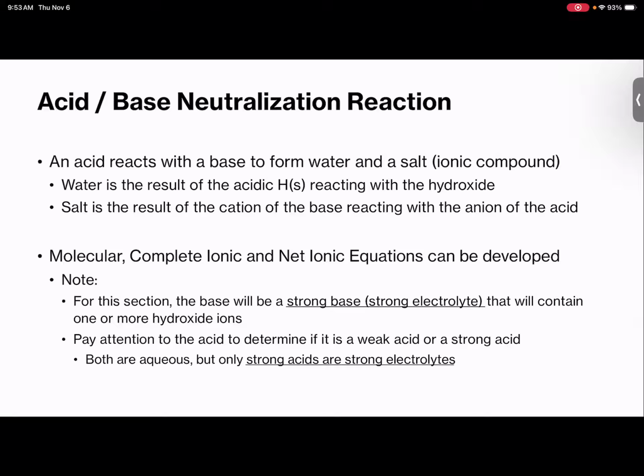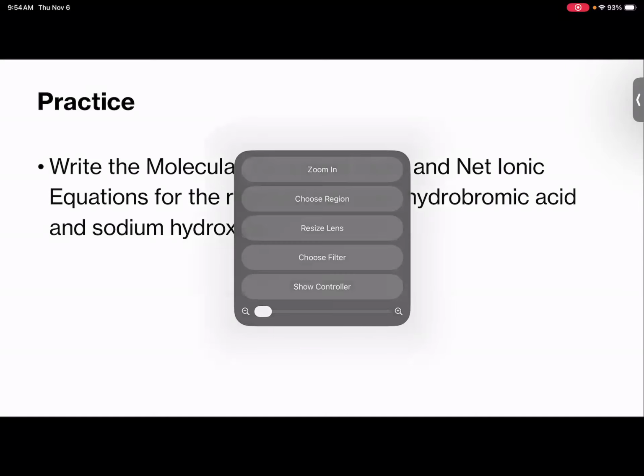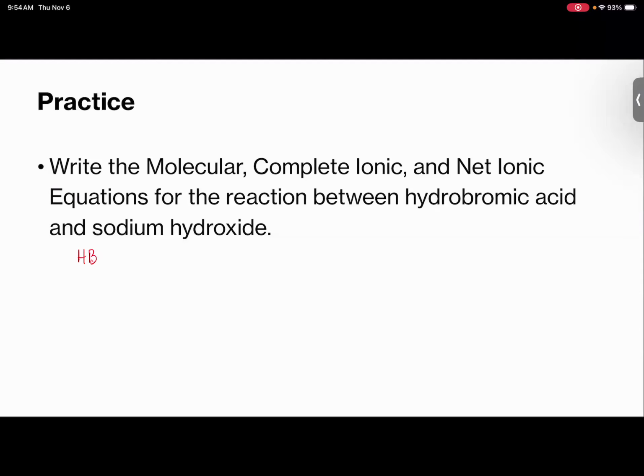Because as we go from the molecular equation to the complete ionic and net ionic equation, we only break apart the strong electrolytes. So let's actually do a problem. Write the molecular, complete ionic, and net ionic equation for the reaction between hydrobromic acid and sodium hydroxide. Hydrobromic acid is HBr. Sodium hydroxide means that it has a sodium ion and the hydroxide ion. So our reactants are HBr and sodium hydroxide.